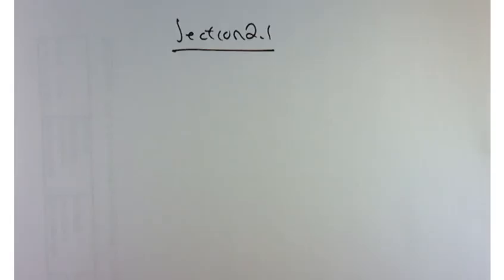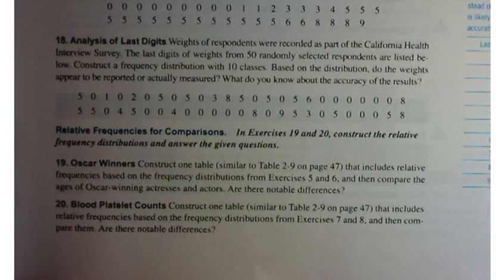So to begin with, we're going to work with problem number 18, which is in your book. Analysis of the last digits of weight. Weights of respondents were recorded as part of a California interview survey. The last digits of weights from 50 randomly selected respondents are listed below. Construct a frequency distribution with 10 classes. Based on the distribution, do weights appear to be reported or actually measured? What do you know about the accuracy of the results?